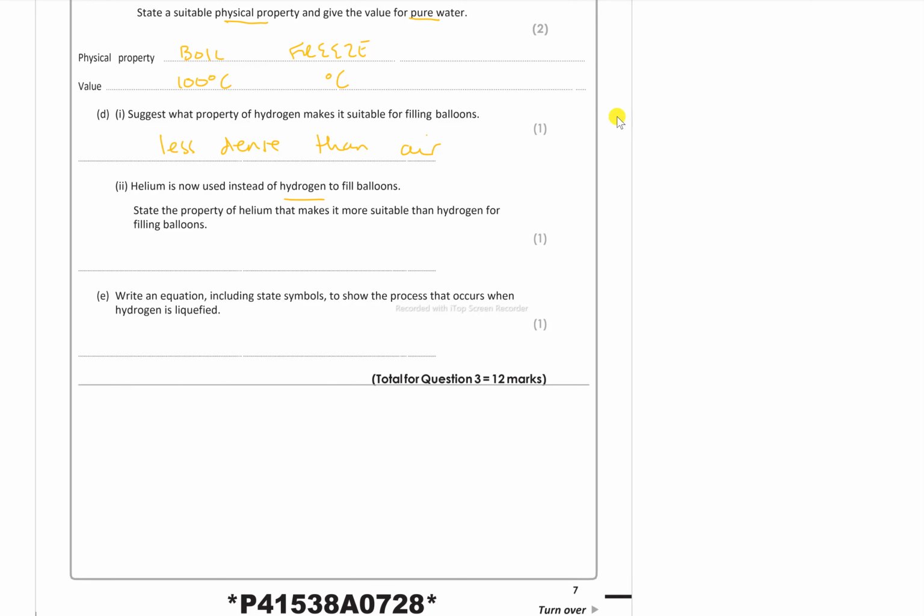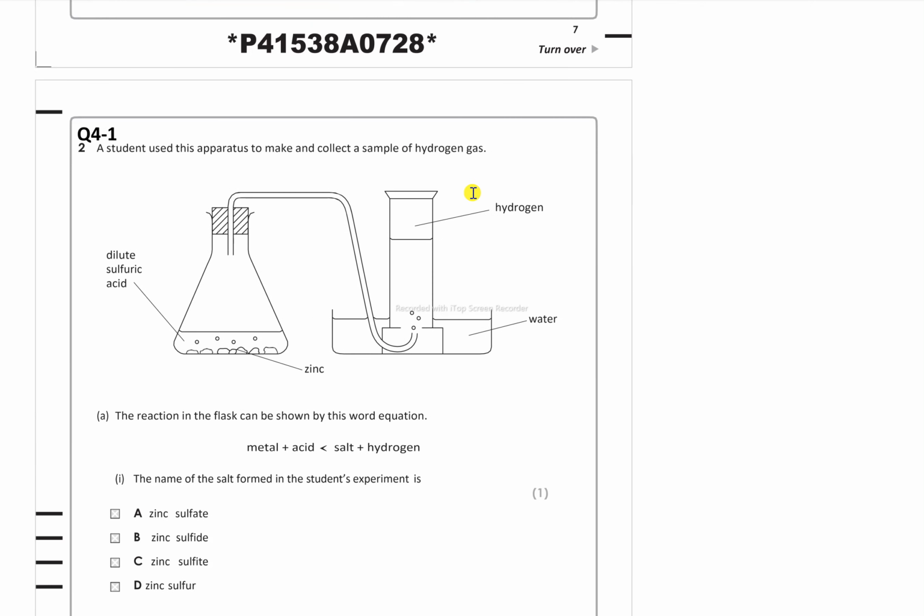Helium is now used instead of hydrogen because it's a noble gas, so it's inert. Let's use the word non-flammable, as that seems to be the one they're using in the mark scheme, or does not explode. Write an equation: hydrogen is liquefied. You've got hydrogen gas, including state symbols, gives hydrogen liquid. That's it. That's all it was.